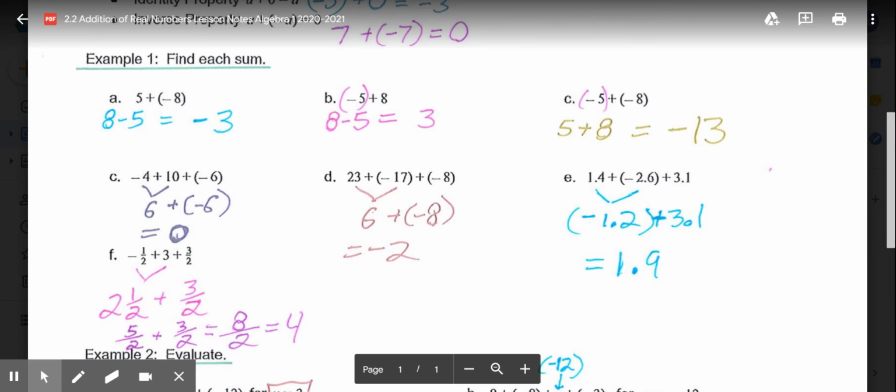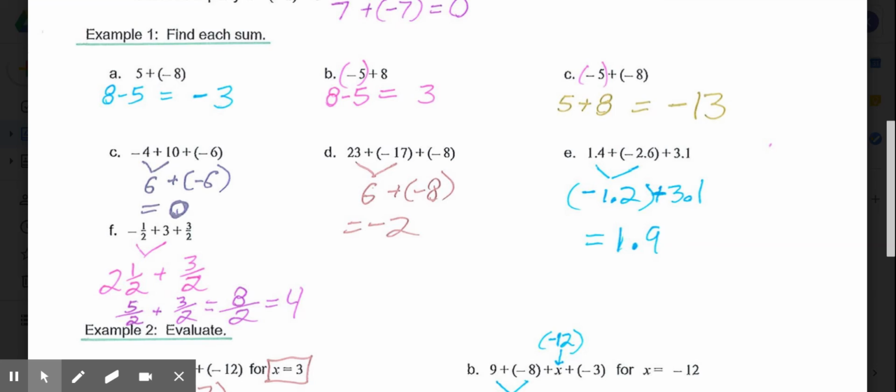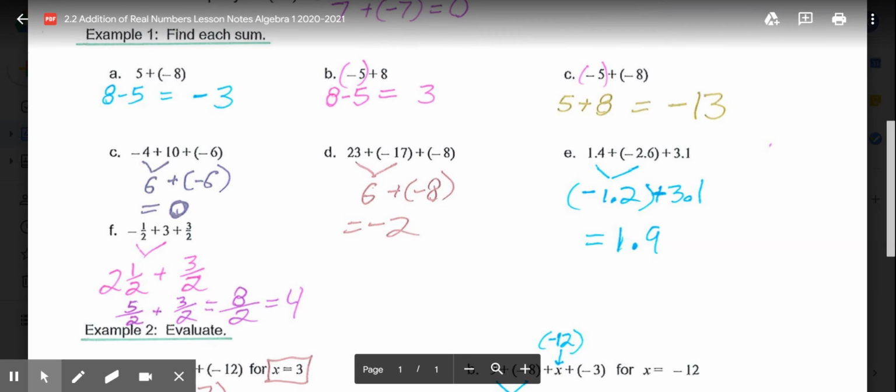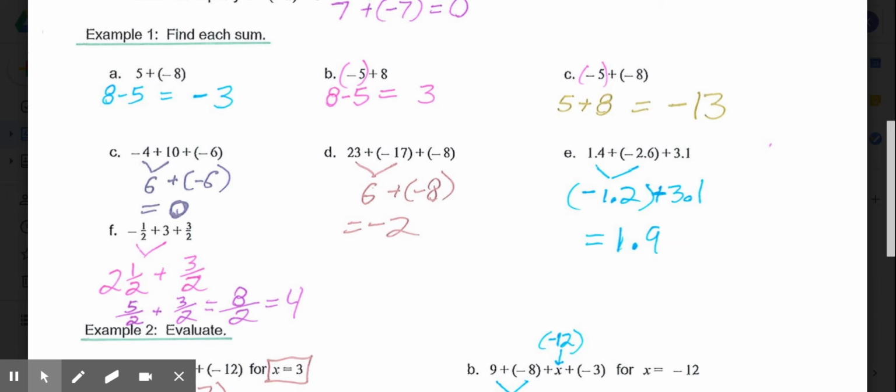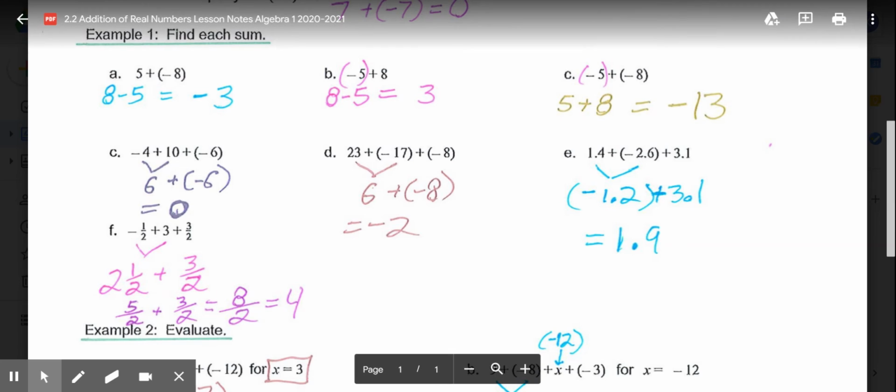Now in C, D, and E, along with F, we have 3 steps or more. So in this case, because it's all addition, you just work it left to right. So a negative 4 plus a 10 is a positive 6. And then 6 plus a negative 6 is a 0, because that'd be 6 minus 6.